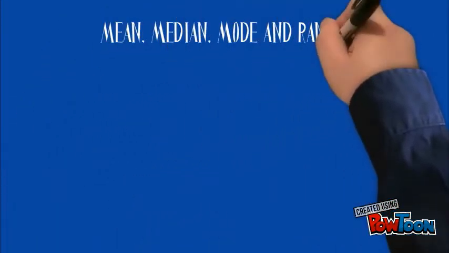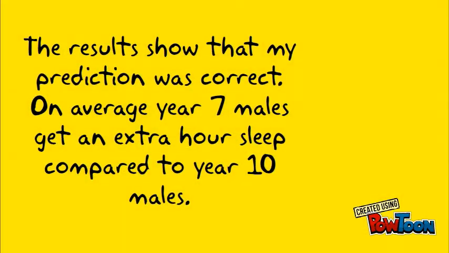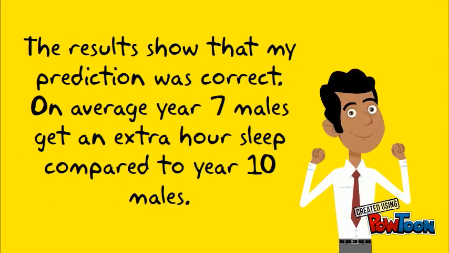The best way to find the overall results of the investigation was to find the mean, median, mode and range of the two datasets. The results were put into this table and they showed the obvious answer to my original question. The results show that my prediction was correct. On average, Year 7 males get an extra hour's sleep compared to Year 10 males.